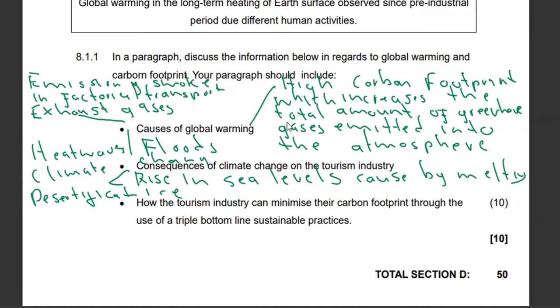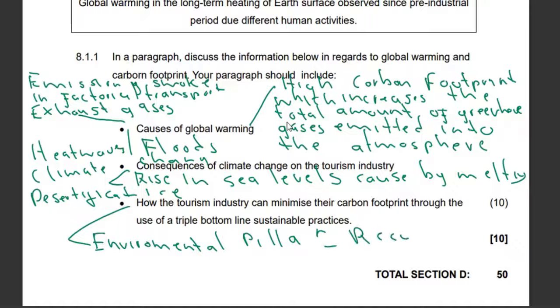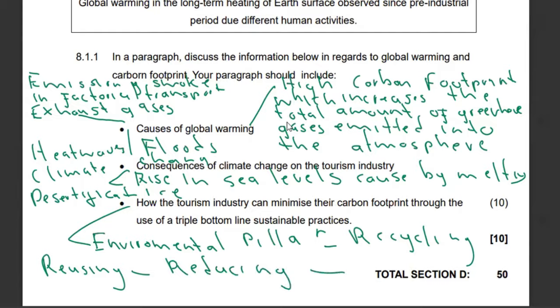How the tourism industry can minimize this using the triple bottom line: we are talking about the environmental pillar. Through the environmental pillar, this can be done in the following ways: recycling glass, recycling paper, reusing, and reducing. The 3 R's. So you need to discuss the 3 R's there.